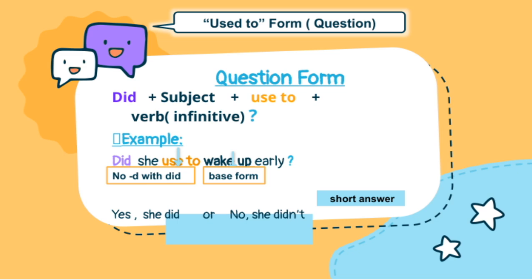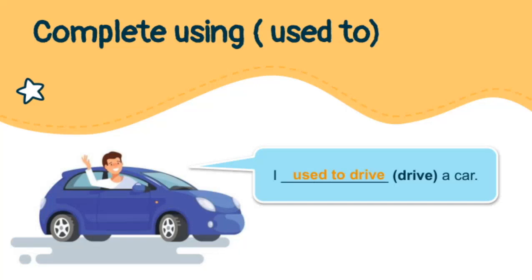Just keep in mind that when turning these into questions, the key is starting with did and using the base form of the verb after used to. So on this slide, we're focusing on the phrase used to drive. This is a common way to talk about past habits or routines that no longer happen. For example, I might say, I used to drive a car, which means at some point in the past, driving was part of my routine, but maybe I don't do it anymore.